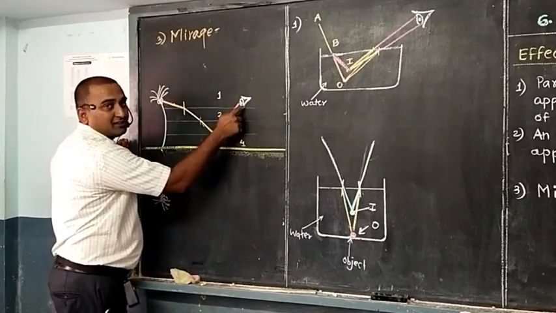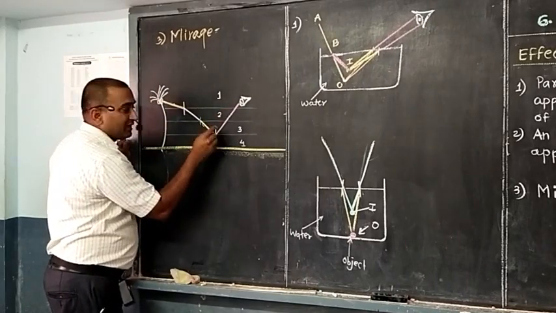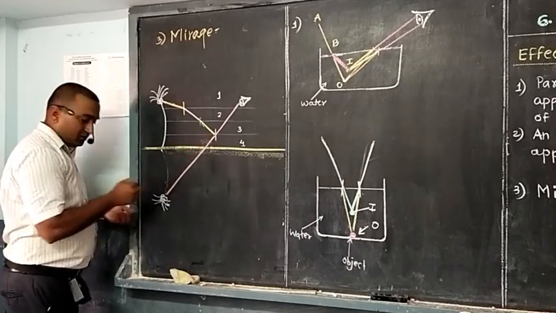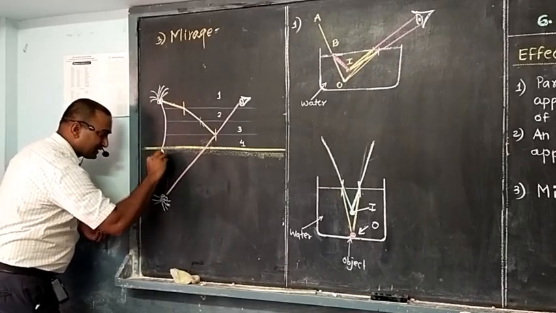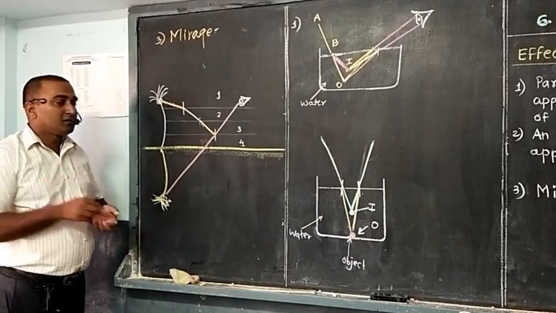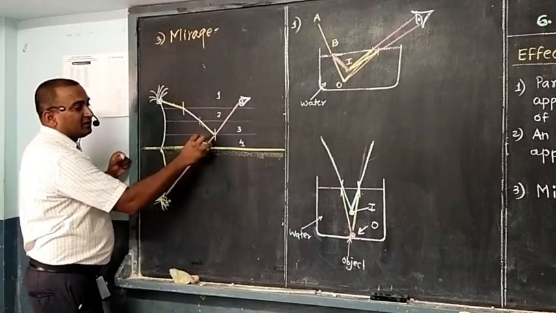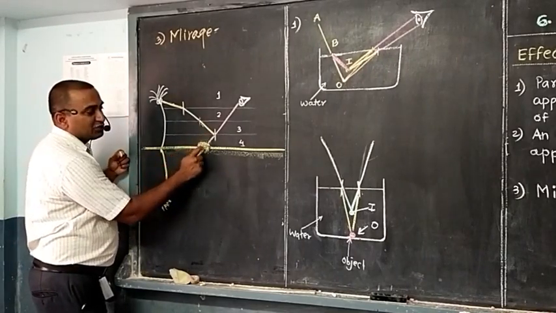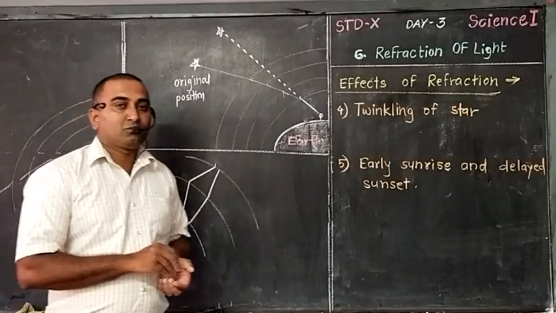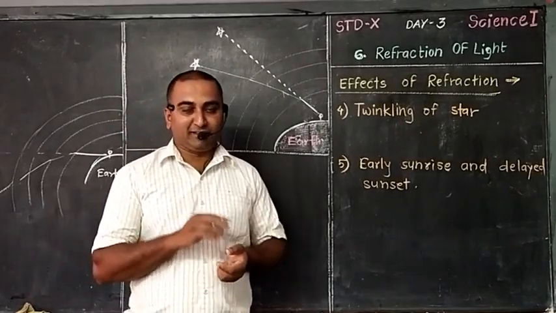The observer gets the rays, or the image of the tree, but he observes the rays as coming from the floor, so he gets an image of the tree coming out from the floor. On the floor he gets a faint image, and this is called a mirage. So mirage is totally the effect of refraction and total internal reflection.